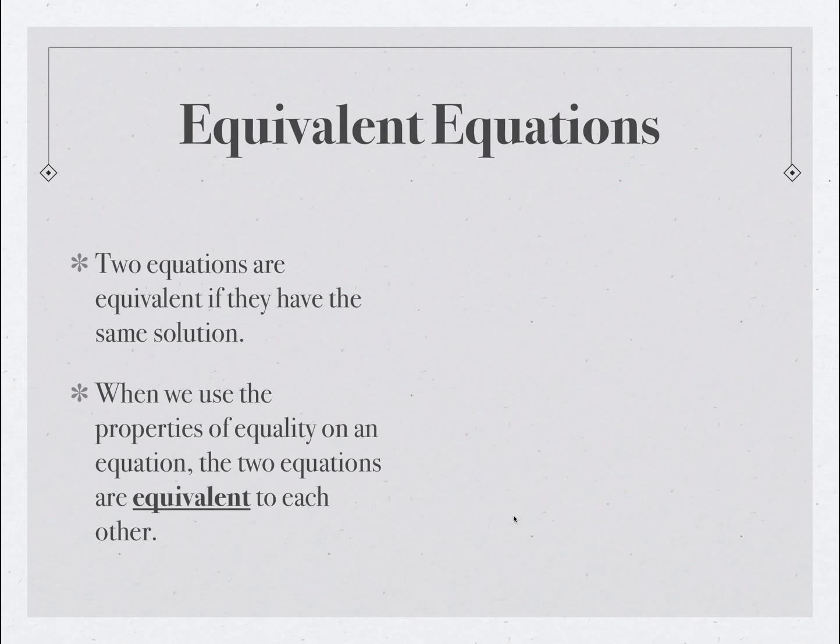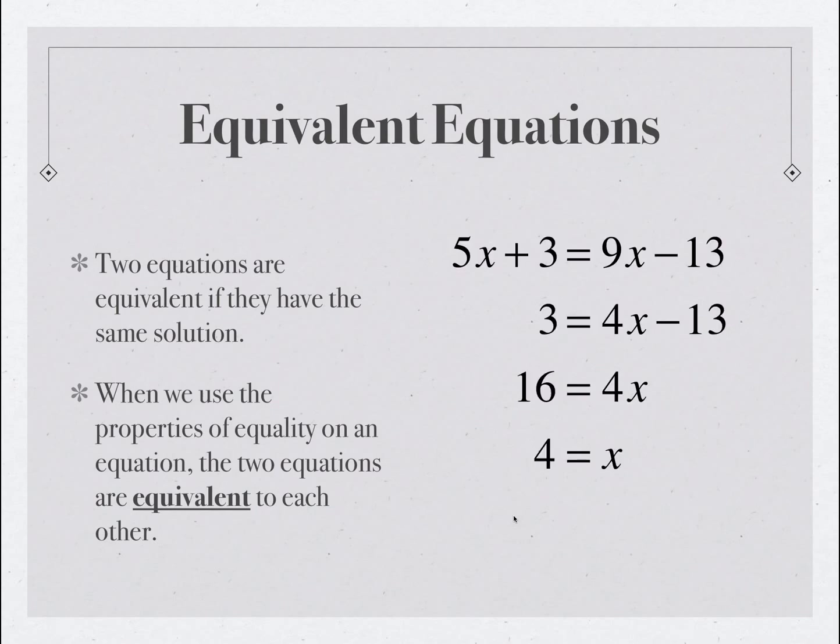And that brings us to equivalent equations. We say that two equations are equivalent if they have the same solution. And when we use the properties of equality on an equation, the equations are equivalent to each other. Now here's a sequence of things that we might do when we're solving the equation 5x plus 3 equals 9x minus 13. First thing that we might do is subtract 5x from each side. On the left side we have 3. On the right side we have 4x minus 13. This new equation is equivalent to the first one because it has the same solution. If we now add 13 to each side using the addition property of equality, we create a new equation, 16 equals 4x, which has the same solution as the previous equation and as the first one.